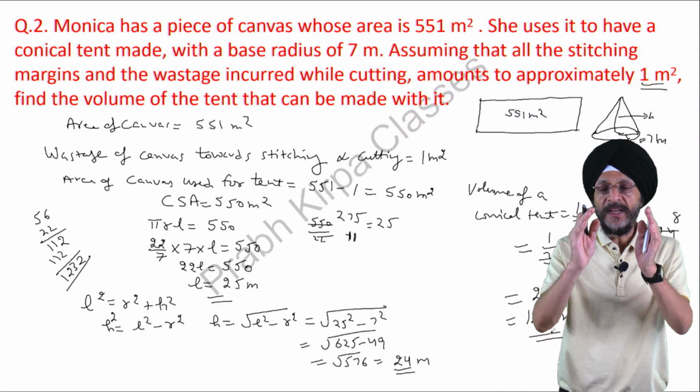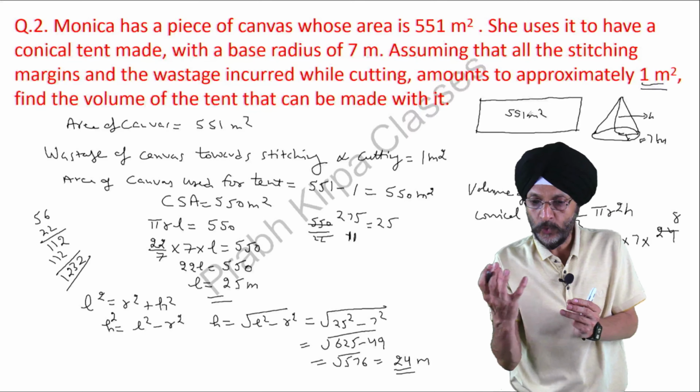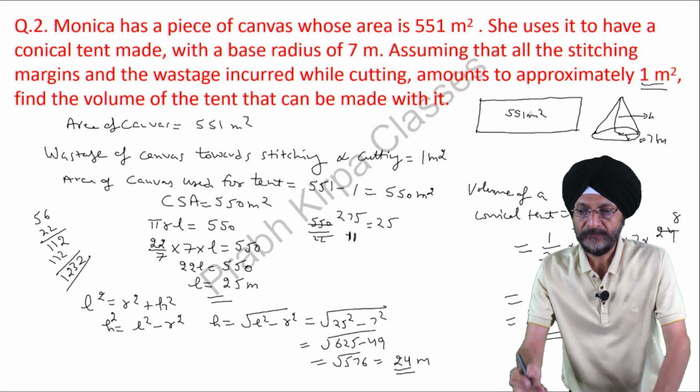because the tent does not have the base, because we do not have to spread the canvas on the base of the tent. We have to use the canvas only for making the curved surface area of the conical tent. That is the outer portion we have to cover. So when we reduce this wastage from the total canvas which is available to us, we come to know the actual canvas which has been used for making the tent.